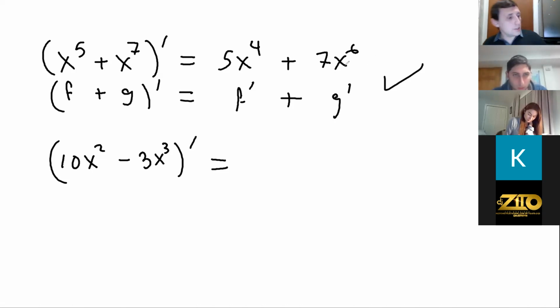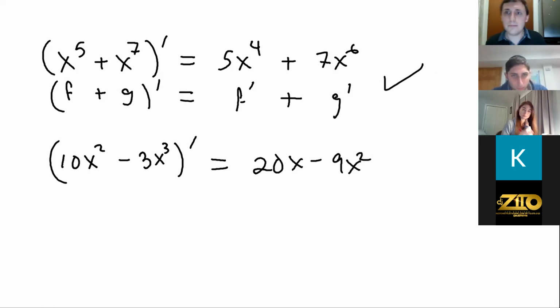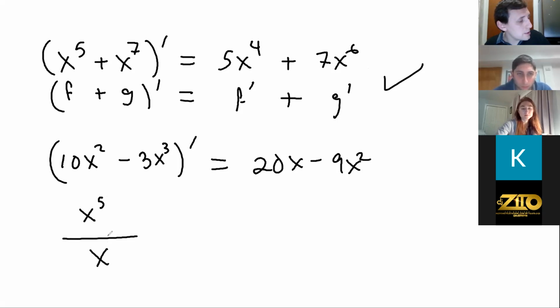Okay, good. So you think 20x minus 9x squared. Yes, 20x minus 9x squared. Beautiful. Now tell me, what do you think is going to be the derivative of x to the 5 divided by x to the 11? What's the derivative? What do you think?